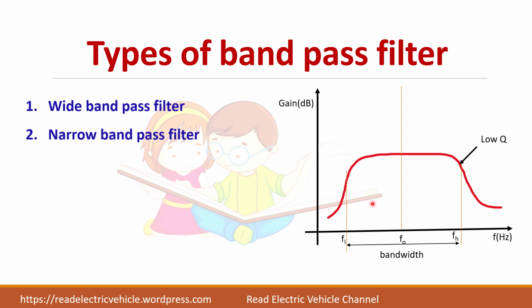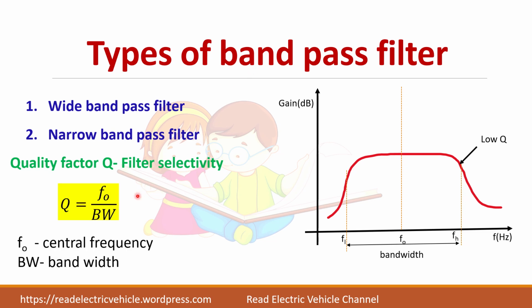When the bandwidth is high, this will have a low quality factor, because quality factor is an important factor which determines the sharpness of a filter. Quality factor is given by central frequency divided by bandwidth. So if you have a wide bandwidth, the denominator is a high value, so the quality factor will be a low one. The bandwidth can be written as FH minus FL, that is higher cutoff frequency minus lower cutoff frequency.